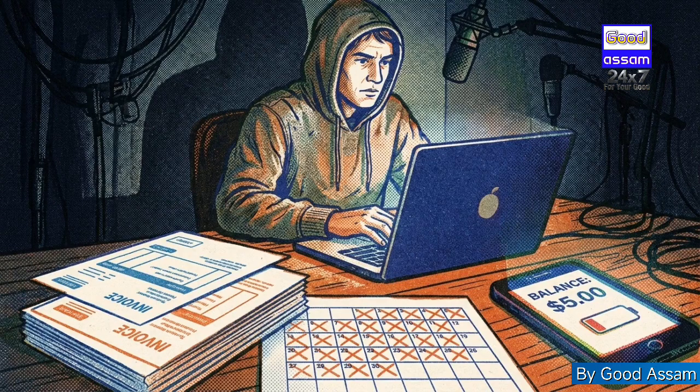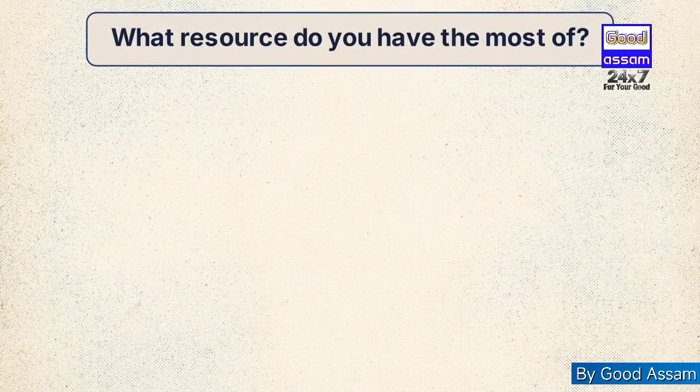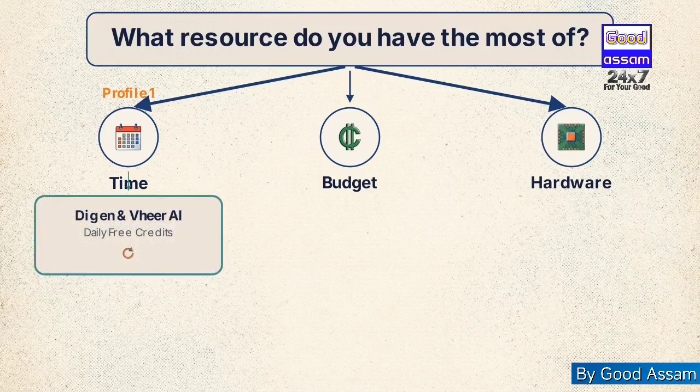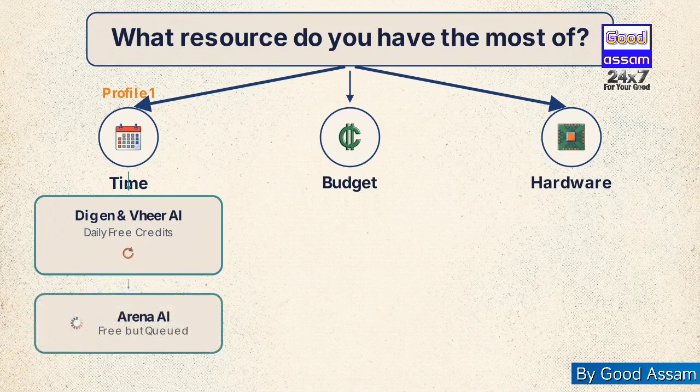The reality of AI video production comes down to a set of specific trade-offs between your time, your patience, and your budget. This flowchart helps you choose. It starts with one question: what resource do you have the most of? Time, budget, or existing hardware? Profile 1 is for the creator with a flexible schedule and a limited budget. Your best path is to manage daily free credits across Digen and Veo, while using Arena AI when you have the time to wait for renders.